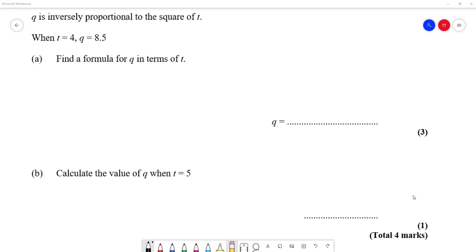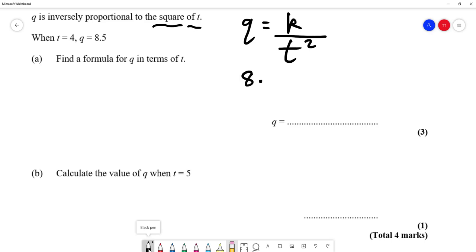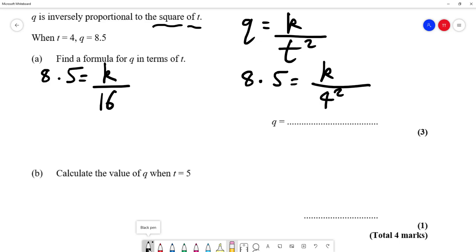Okay, welcome back. Q is inversely proportional to the square of t. So we can write that down. Q is inversely proportional to the square of t. So it's t squared. Q is 8.5. We don't know k, and t is 4, so we do 4 squared. So what we end up with is 8.5 equals k over 16.